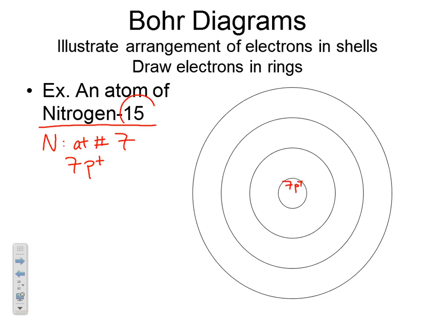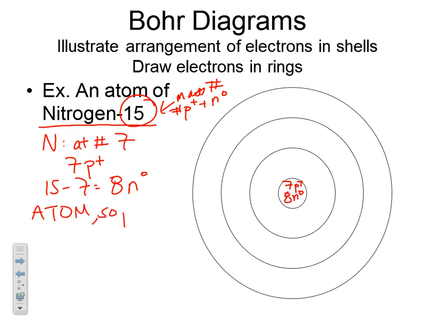But it's nitrogen-15, so this is our mass number. That is the number of protons plus neutrons. So 15 minus 7, there are 8 neutrons in this atom. So in the nucleus, we've got 7 protons and 8 neutrons. Now, this is an atom.